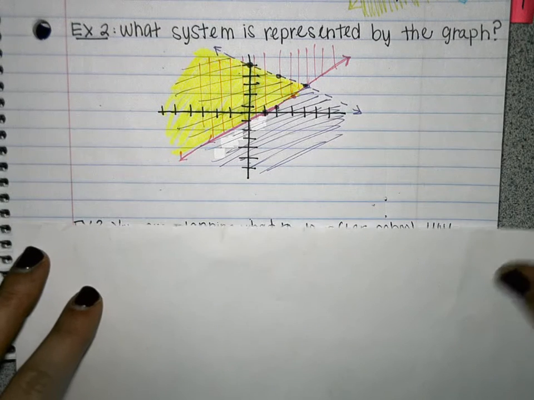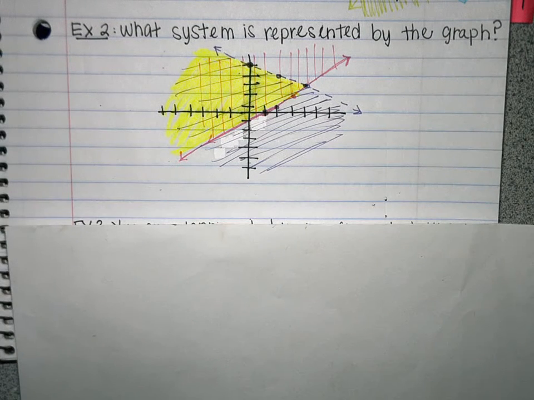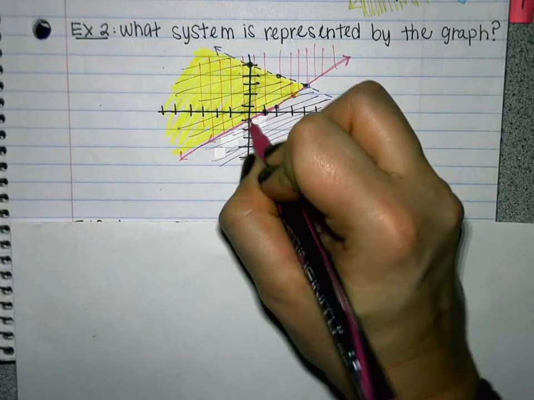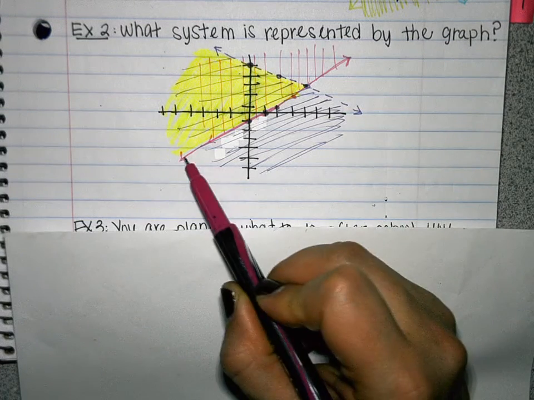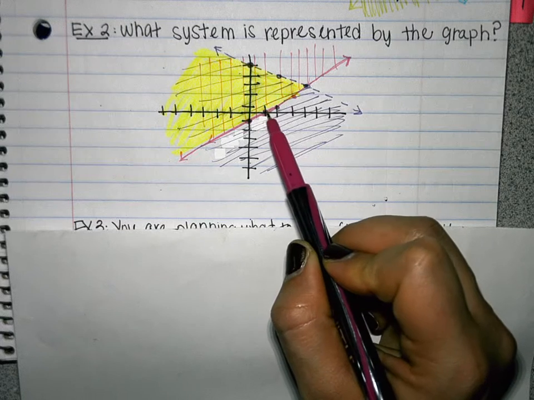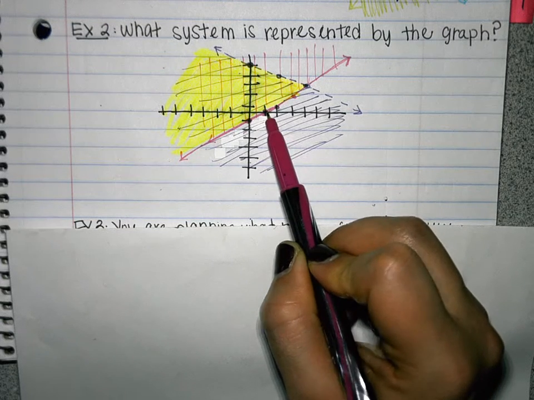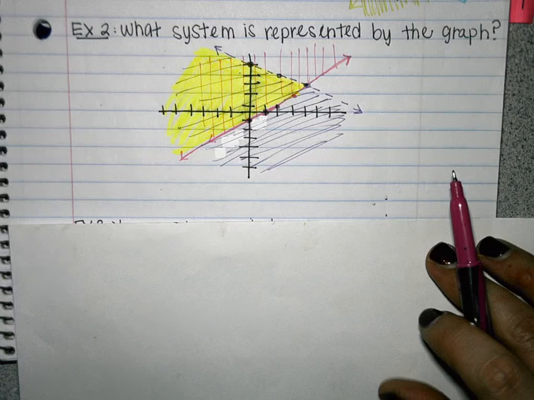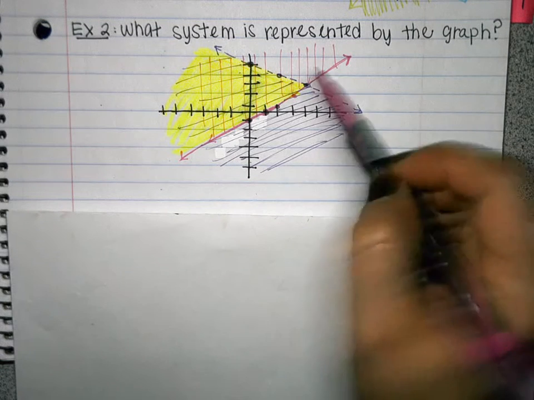You might need to pause the video so that you have enough time to copy down the graph. So your question is, what system is represented by this graph? So when you're drawing your graph, this solid line has a y-intercept of -1 and an x-intercept of +1. And so you can draw a solid line through that. And it is shaded above that line.